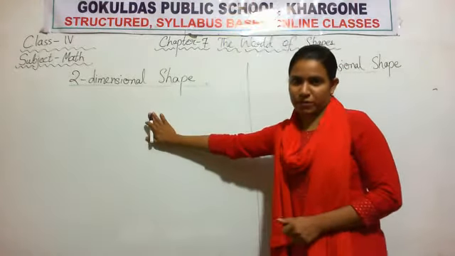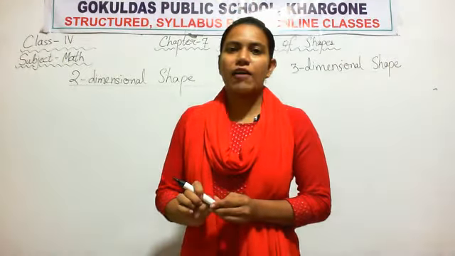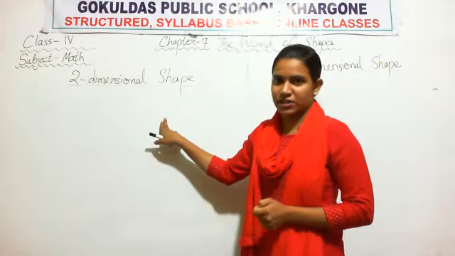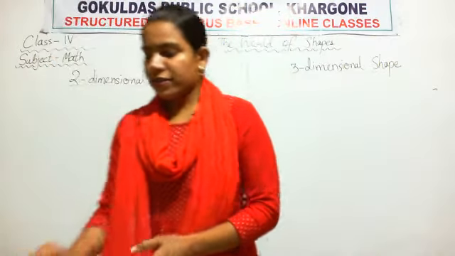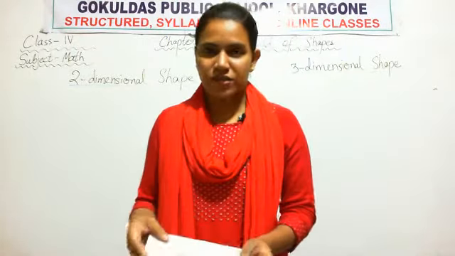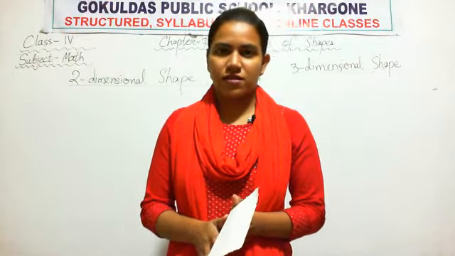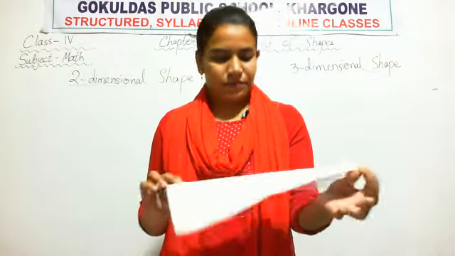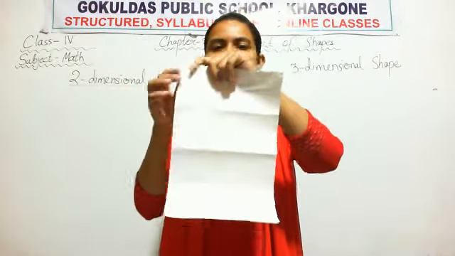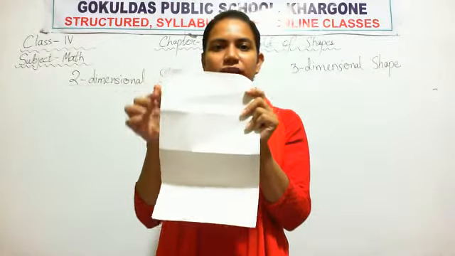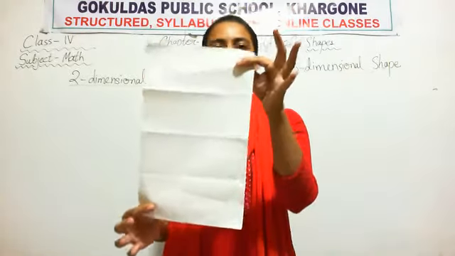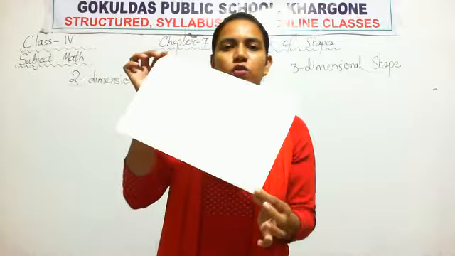First we will discuss two-dimensional shapes. Such shapes which have only two dimensions, that is height and width only, are known as two-dimensional shapes. To understand it, suppose I have a plain paper. Two-dimensional shapes are flat surfaces. So I have a paper. It is a flat paper. It has only height and width. Only two data are there, height and width, and it is a flat surface. So we can call it two-dimensional.